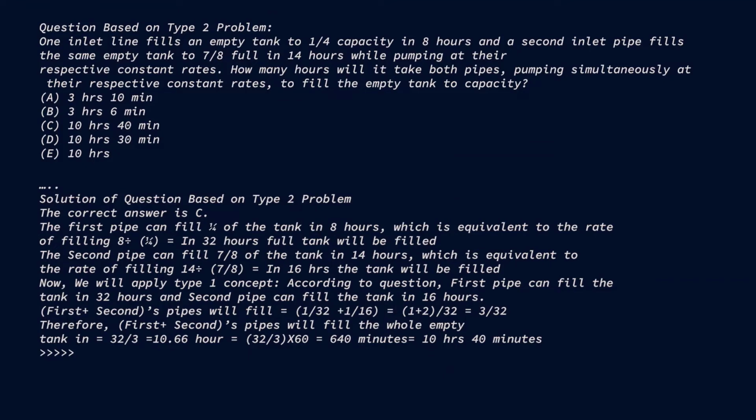It's a very simple question, like we can easily say part 1 and part 2, 2 pipes are there. So let's solve. The first pipe can fill 1 upon 4 of the tank in 8 hours. So total time how much will it take? 8 upon 1 upon 4, which is 32 hours. Similarly, the second pipe can fill 7 upon 8 of the tank in 14 hours. So total time how much will it take? 14 upon 7 upon 8, which is 16 hours.